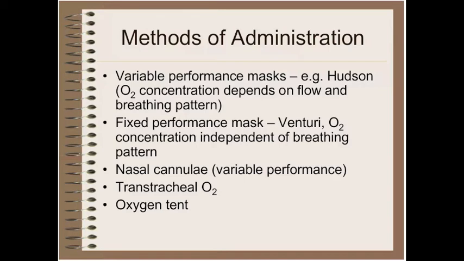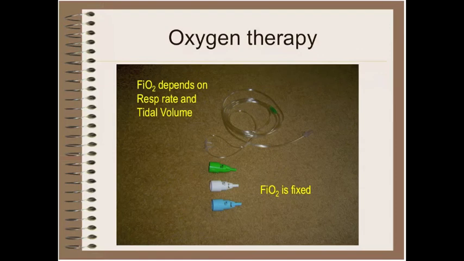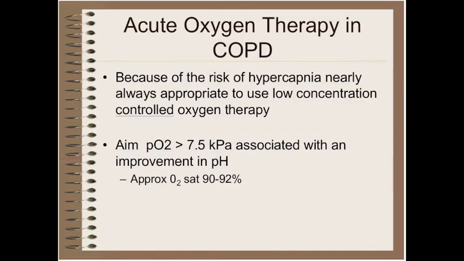The top is our nasal cannulae, and it's important to remember that what's coming out of the tips to the patient is 100% oxygen, and there's a guesstimate amount of air that mixes with that, so at the very best you can guesstimate how much oxygen you're giving a patient. But if your respiratory rate is low and your tidal volume is low, you actually might be giving your patient quite a high percentage of oxygen. And because of the risk of hypercapnia in the acute state, we nearly always use this Venturi controlled oxygen therapy.